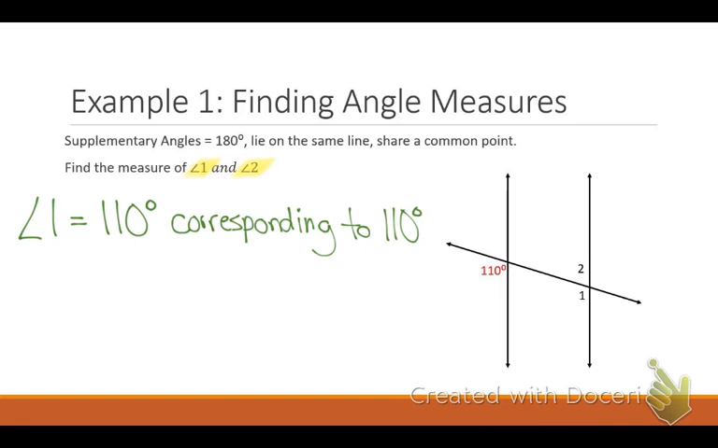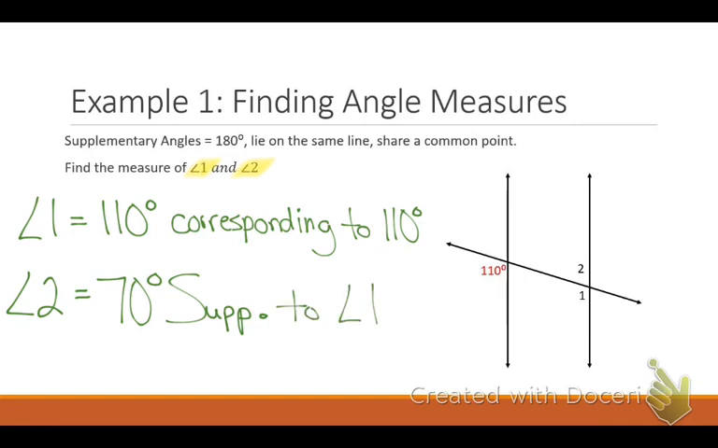Now angle 2. What did we just say these angles were? What's their relationship? They are, starts with an S, say it. They're supplementary. So if angle 1 is 110 degrees and they lie on a straight line and they share a common point, which they do, they must add up to 180, which means that angle 2 has to be 70. And here's your why. It's supplementary, and you can abbreviate SUPP, to angle 1. Angles 1 and 2 are supplementary.